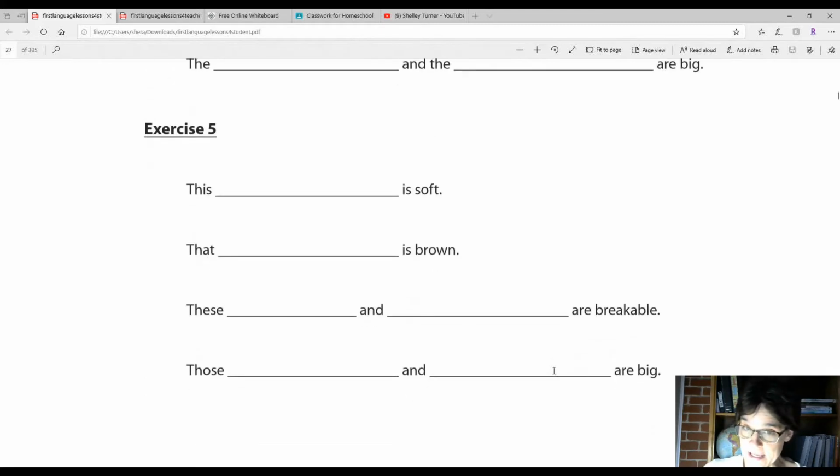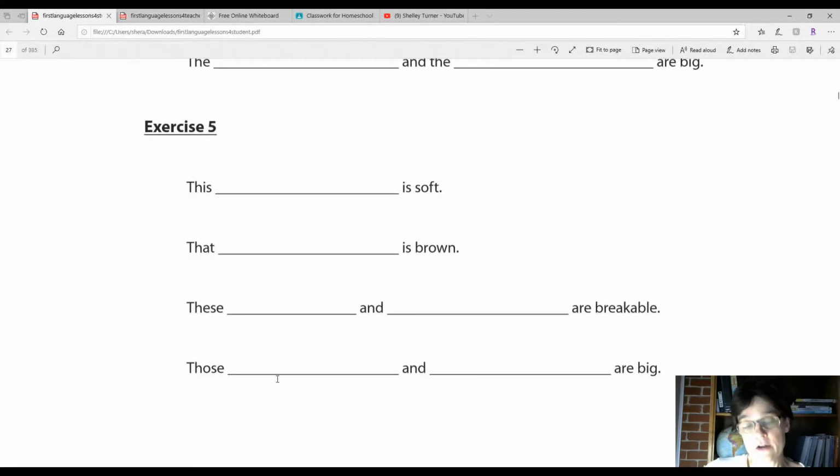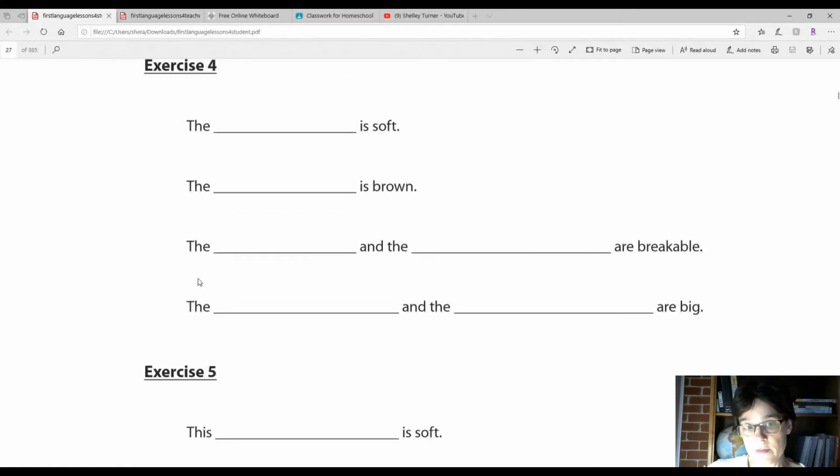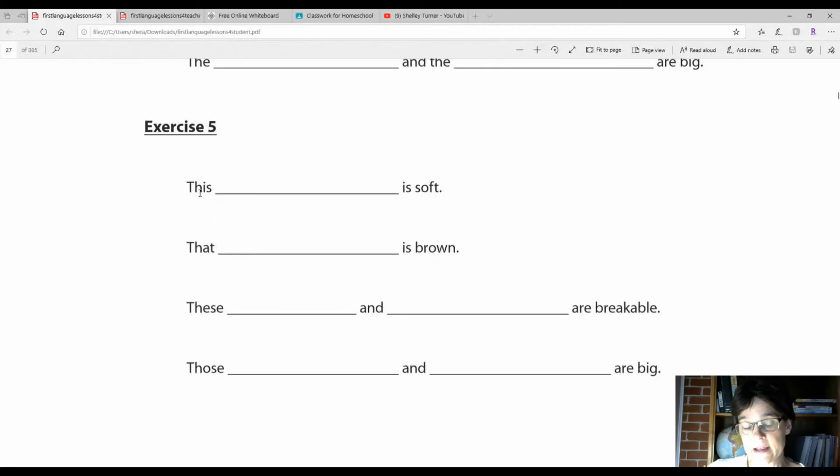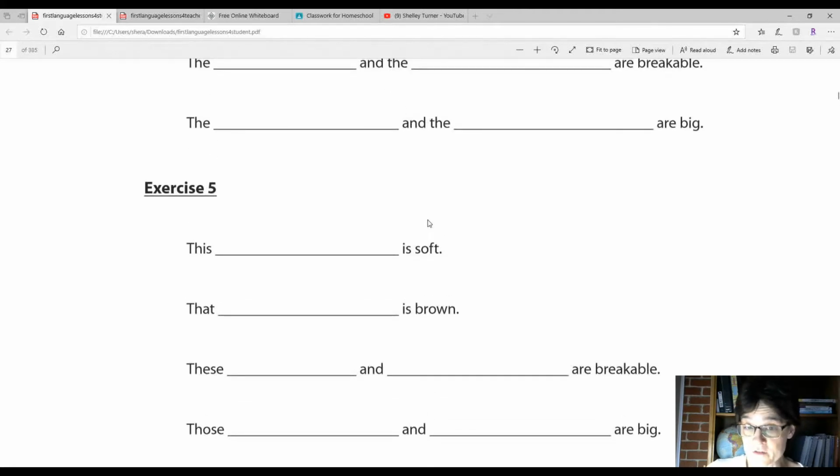So now let's look to exercise 5. Now, I want you to notice that what they did was, see, they took this away and they added the demonstrative pronouns, this, that, these, and those. So what I'd like for you to do is whatever up here you said was soft, I want you to write it here. Maybe you said a pillow. So if you said pillow was soft up here, then you're going to write pillow here. You say this pillow is soft. Okay? Whatever up here you said was brown, you're going to put that here. That dog is brown, whatever it is.